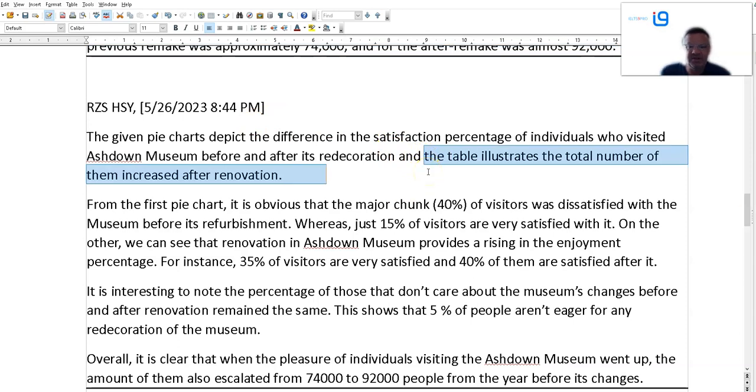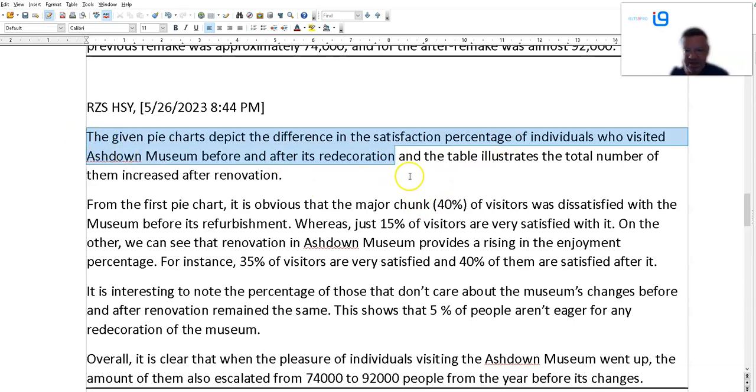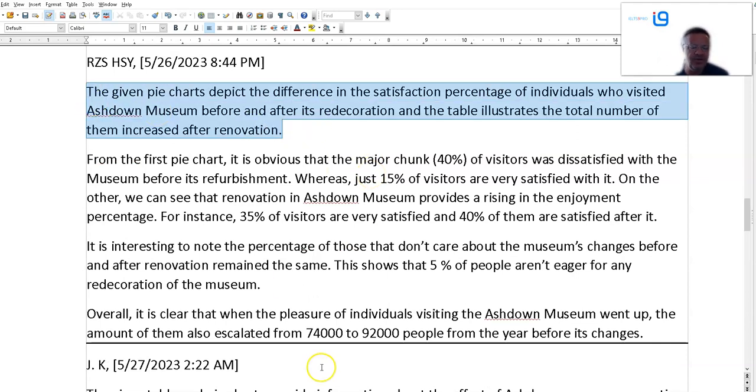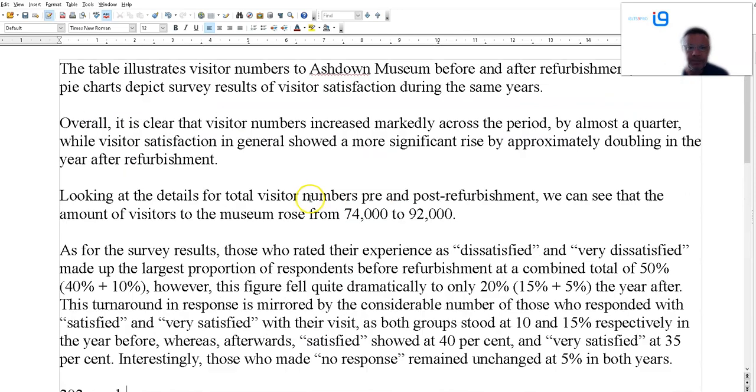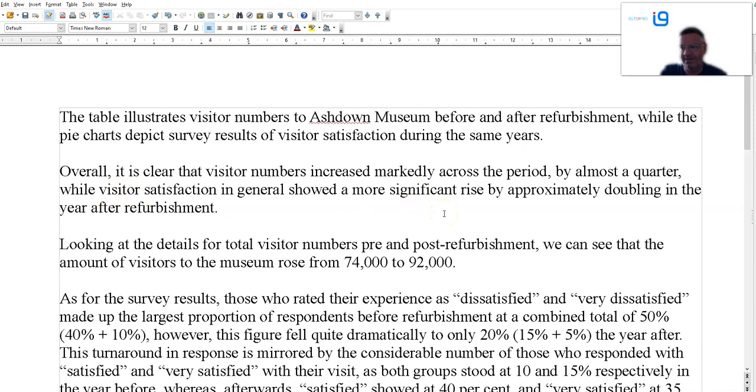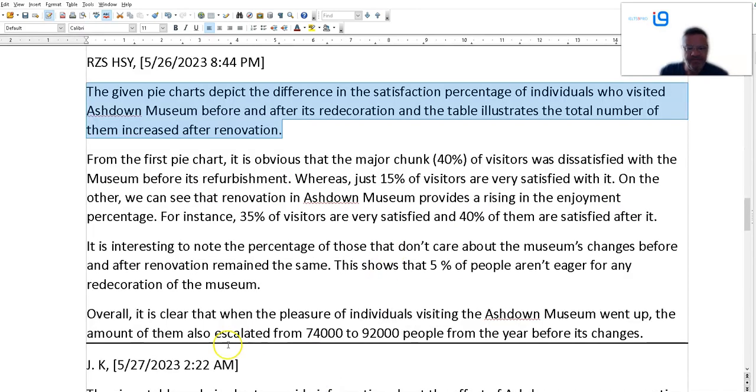Well, the table comes first, so why don't you talk about the table first? Organization. The table's first, the pie charts come afterwards. Difference in satisfaction percentage. Okay, that's good. Illustrates total number of them. So, right. All you need for the introduction, like I say, is just what does it show, right? The table shows this, the pie charts show that. That's it. Overview, key trends, right? That went up, and that went up even more. And that's it.